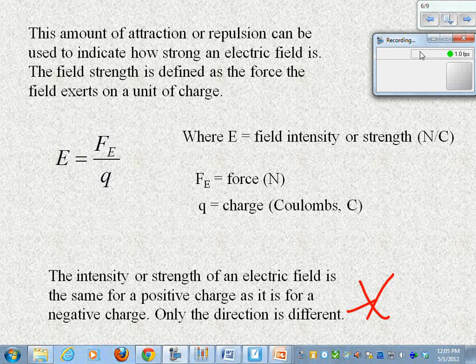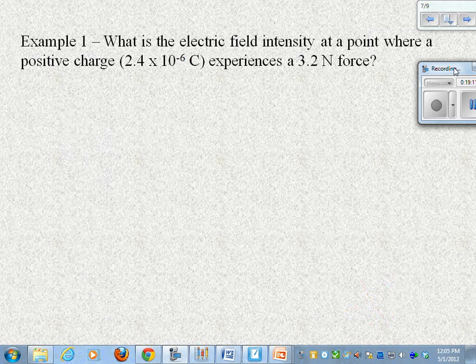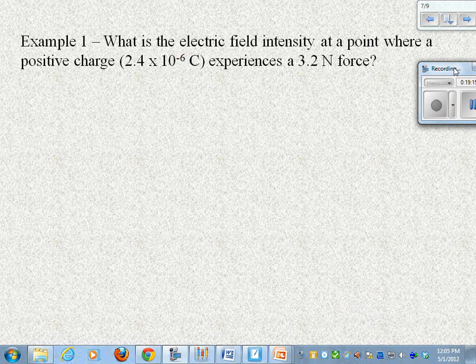Okay, here is example number one. These are really simple problems. I don't know if we're going to have a chance to complete them, so maybe we'll just jot down the questions and do them tomorrow. Jot this down. What is the electric field intensity at a point where a positive charge, 2.4 times 10 to the minus 6 coulombs, experiences a 3.2 newton force?